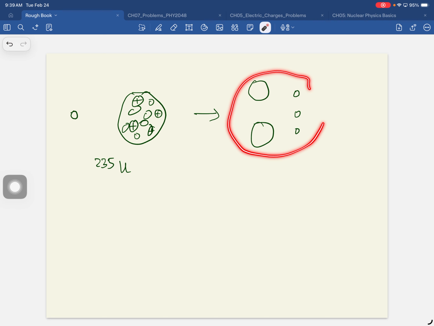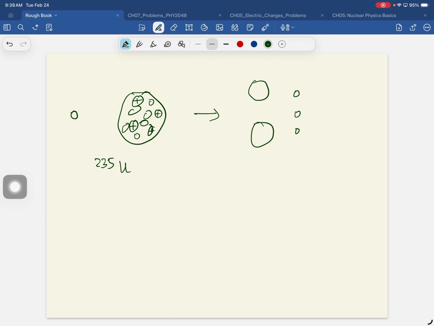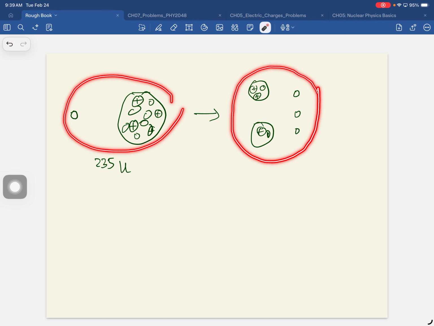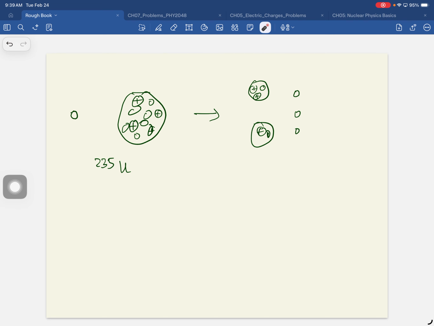And when this breaks up, these are neutrons, and these are 2 nuclei, smaller nuclei, 2 smaller pieces. So the number of neutrons and protons is still the same. It's 236. Except that the total mass of these guys is less than the total mass of these guys. So the number of protons and neutrons are the same, except that these guys weigh less than these guys. How is that possible?